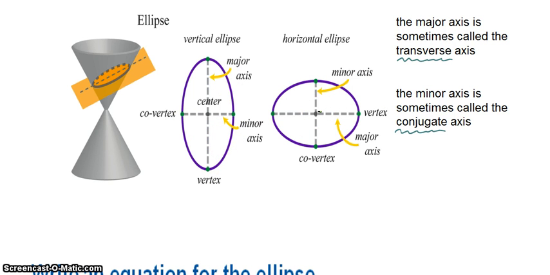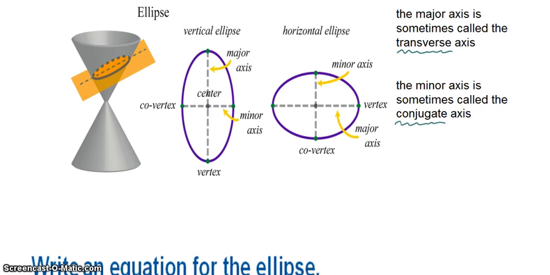Vocab terms I won't really use on your quiz or anything like that are transverse and conjugate. Sometimes, if it comes up on the ACT or anywhere else, it might be good to know that the major axis is sometimes called the transverse axis, and the minor axis is sometimes called the conjugate axis. Again, I'll stick with major and minor, but in case it comes up somewhere, you'll have it.